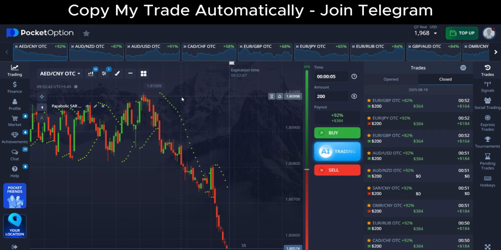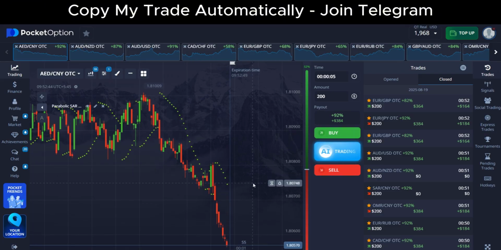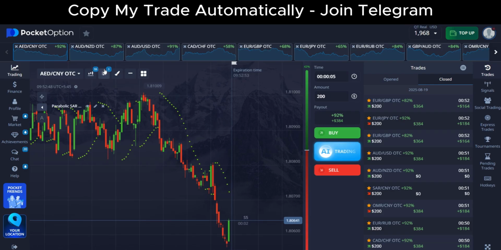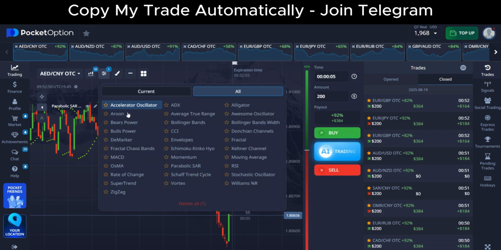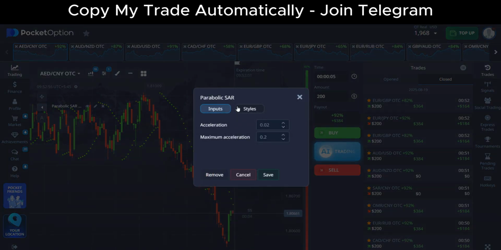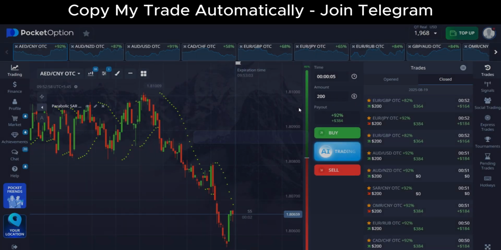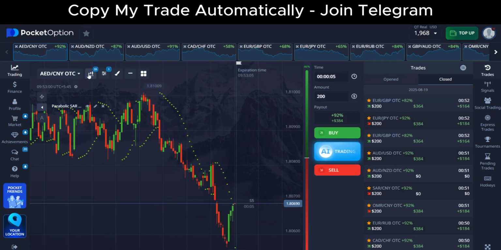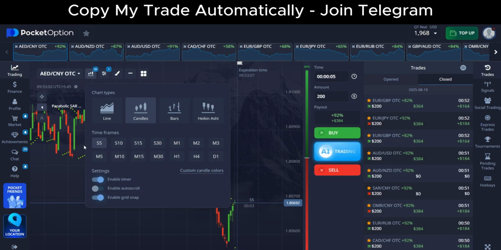So as you can already see on this screen, I absolutely love the Parabolic SAR indicator, and you can find this indicator just by clicking here. You can just click on it and use the default settings of this Parabolic SAR indicator with the 5-second candles on all the charts.